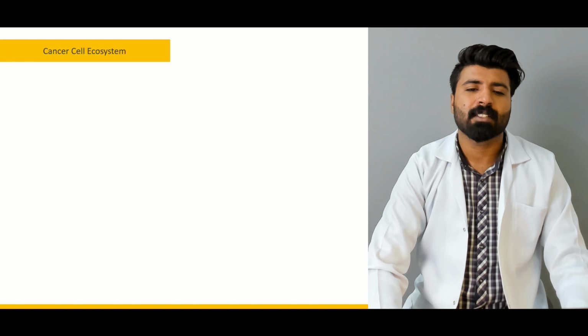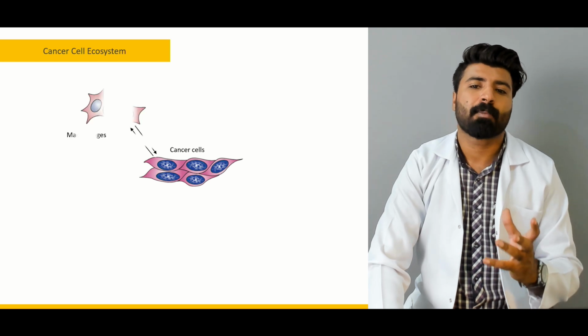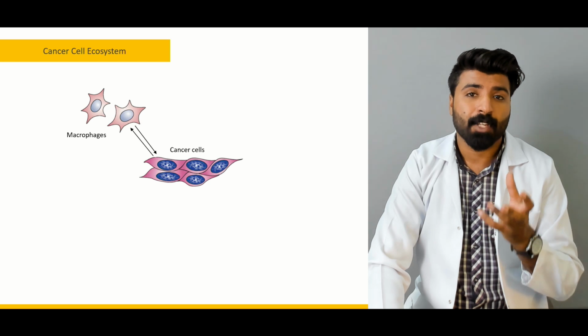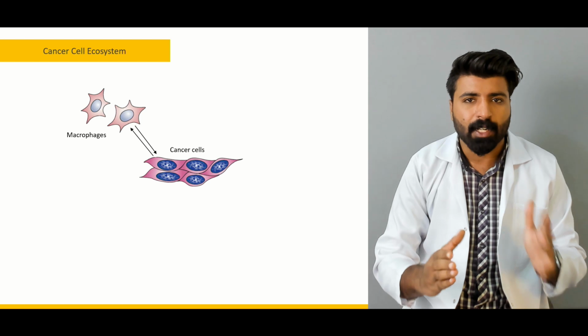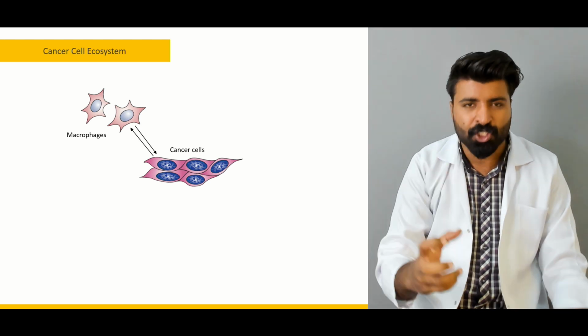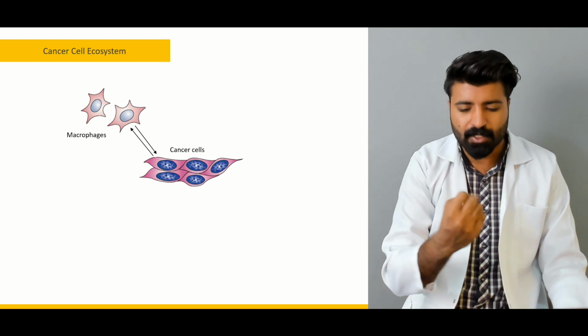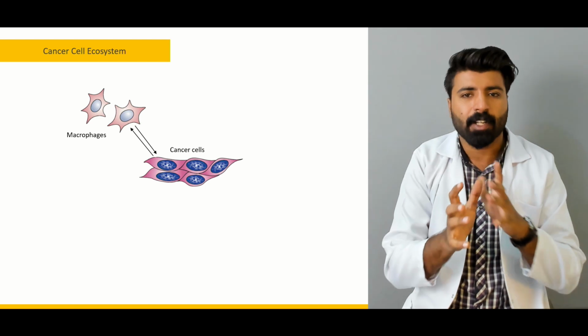Next, now we have cancer cell ecosystem. What does a cancer cell ecosystem mean? Meaning, in what system a cancer cell propagates, or what the cancer cell has around it. If you look at a cancer, what structures will be following it, or what structures will be surrounding it? If this is a cancer, what structures are around it? What structures are surrounding it like a globe?